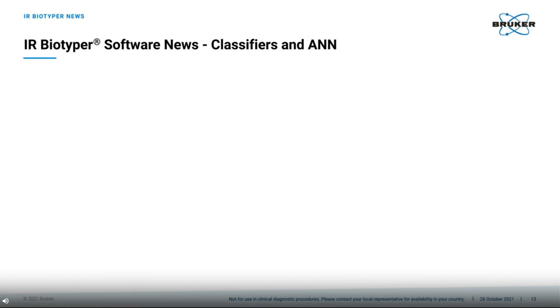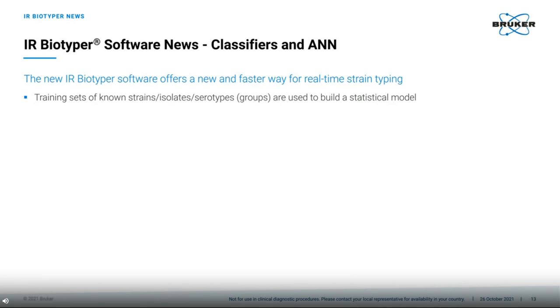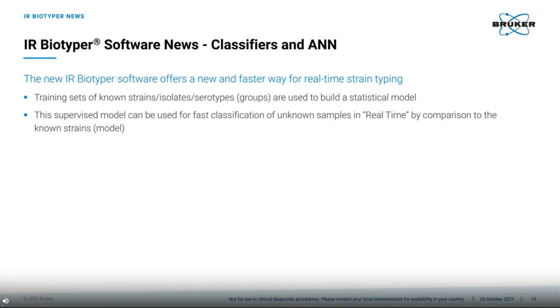What is about these classifiers? That's a quite new software tool that we have in the software since roughly 1 year. So that offers really a new and fast way to look on real-time strain typing. And what is done here? So we start with training sets of known strains, known isolates, serotypes or serogroups, and they are built into a so-called statistical model. And this supervised model can be used for classification of unknown samples in real time by comparison to the known strains to this model.